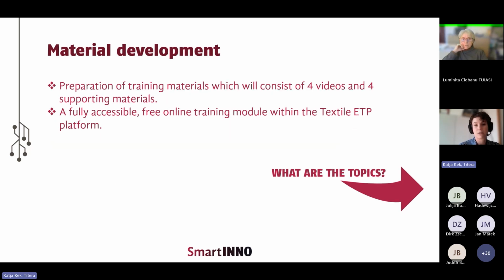So in the SmartINNO project, we are developing educational materials that are going to be developed into levels, addressing the basic and the advanced level. Basic means people or individuals who are yet to know the field, and advanced being targeted to people that already have some basic knowledge on which they want to build.